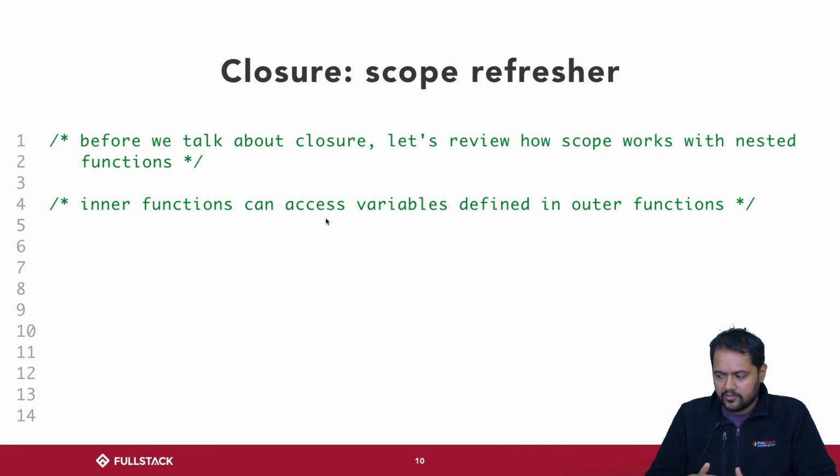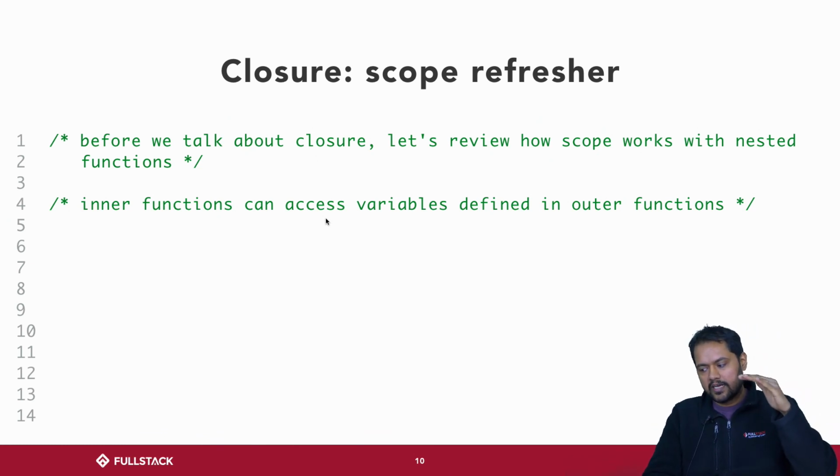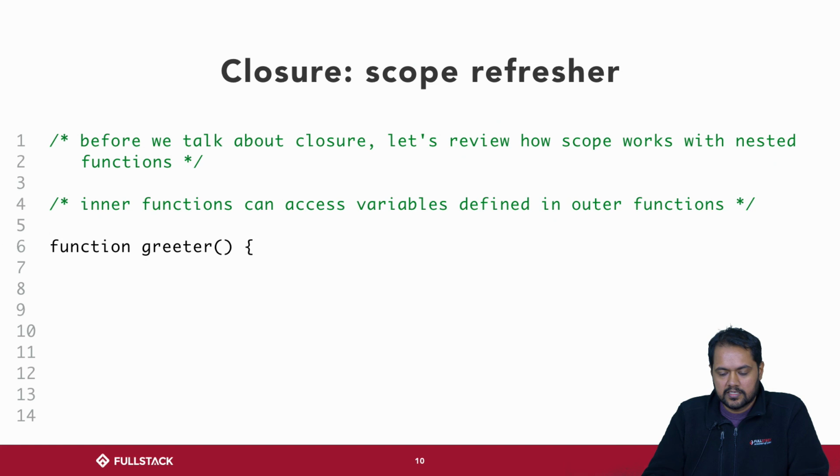Because a lower scope can access things from the higher scope, but the higher scope can't access things from the lower scope. So the outside function could not access the variables in the inside function, but the inside function can access everything from the outside. Okay, so let's just see an example of that.